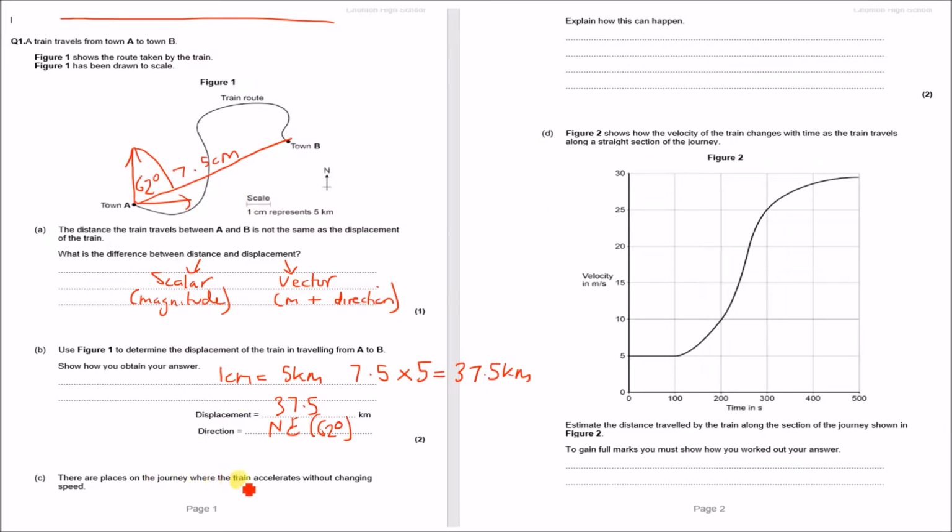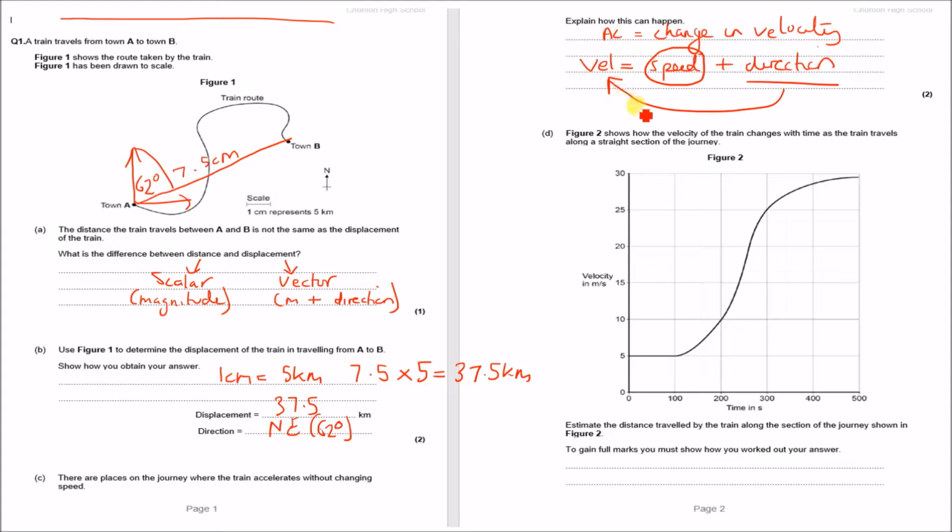Right, the next question. There are places on the journey where the train accelerates without changing speed. How can this happen? Well, acceleration, remember, is a change in velocity, so anything that changes velocity must accelerate. Now the next question is, what does velocity mean? Velocity is equal to the speed of an object and its direction. So if we change either of these, we must change the velocity. Now we're not changing the speed, but we are changing the direction. If we change the direction, we are changing the velocity, and if we change the velocity, we are accelerating.